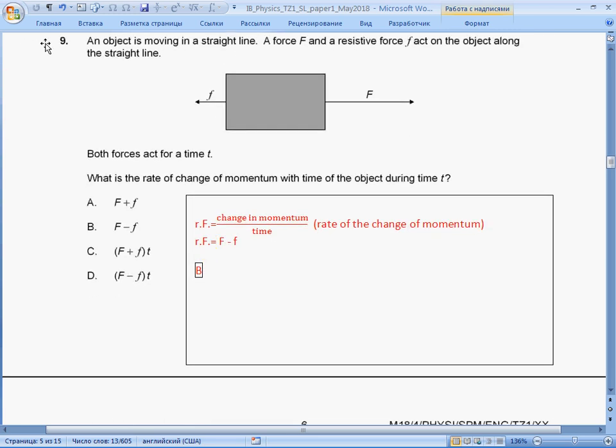Question 9. An object is moving in a straight line. The force F and resistive force F small act on the object along the straight line. Both forces act for time t. What is the rate of change of momentum with time of the object during time t? This is the second version of the second law of Sir Newton. Resultant force is equal to rate of change of momentum, and here the resultant force equals F minus F small. So the rate of change of momentum will be B.